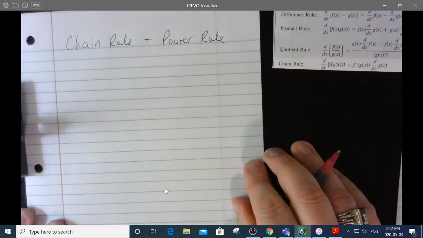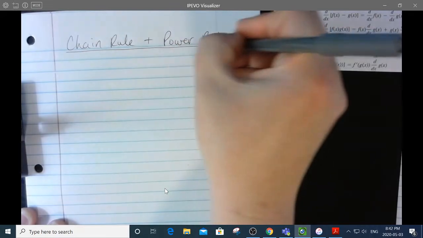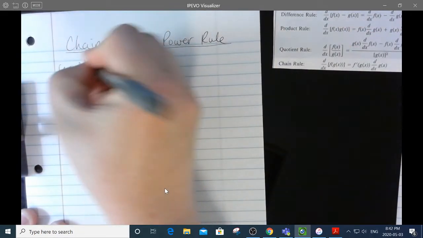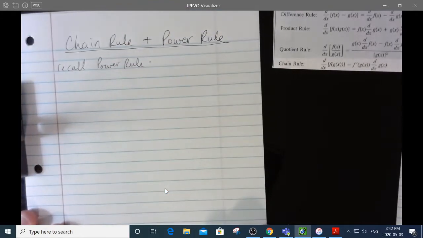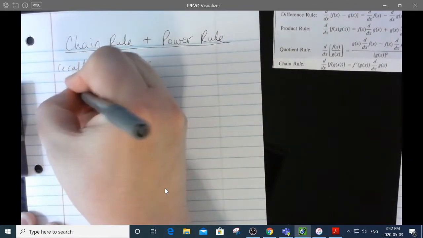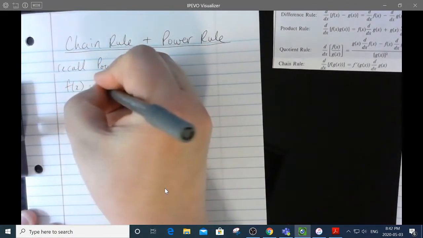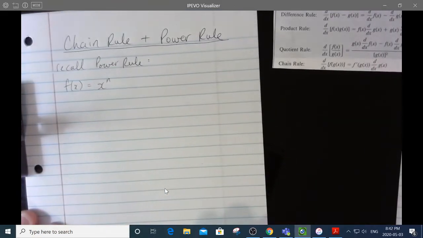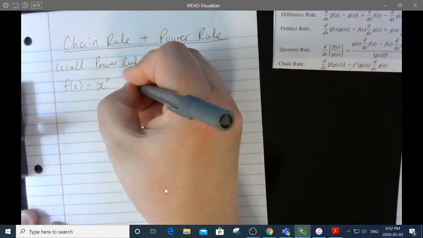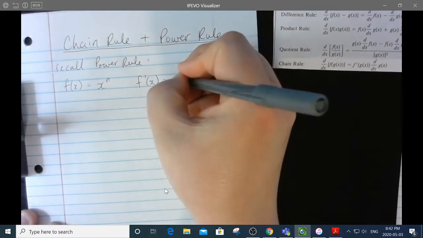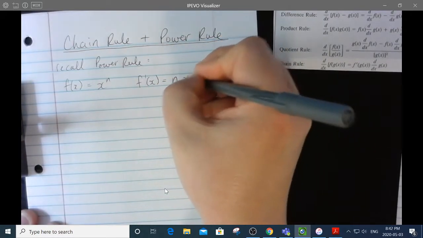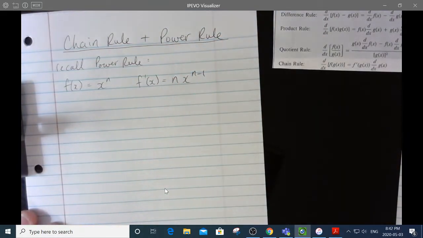And does everybody remember the power rule? So we'll say recall the power rule. And of course the power rule says that if I have some function f of x where it's just some monomial of x, I can say that f primed of x is, take this exponent, make it the coefficient, and then subtract 1 from the power.